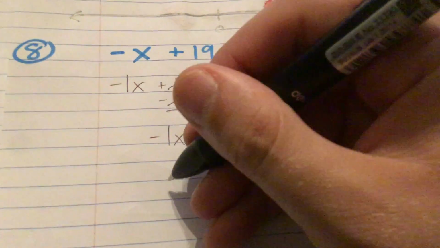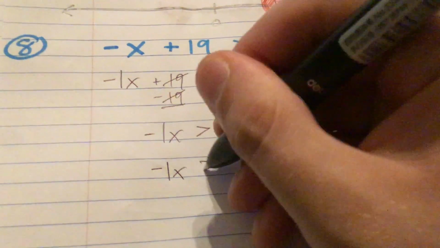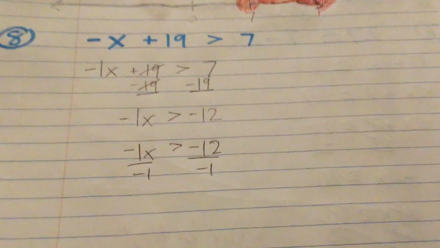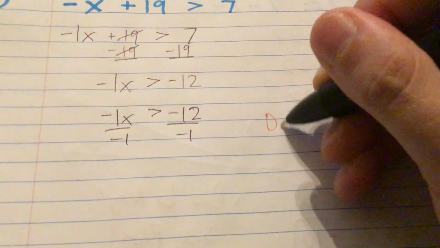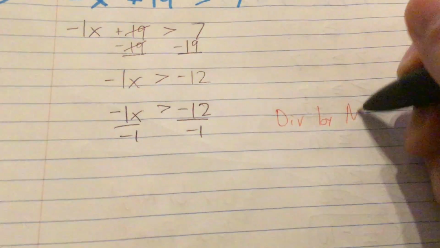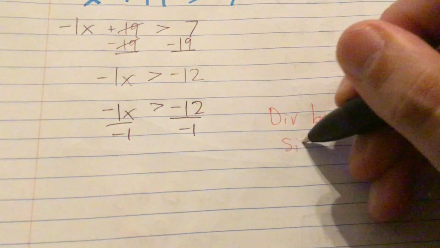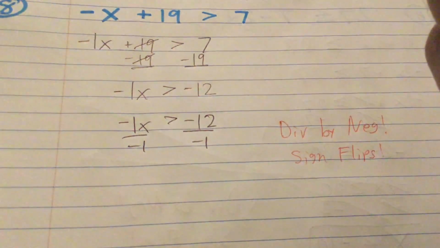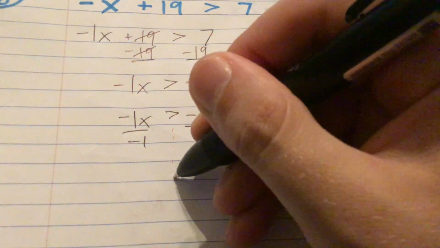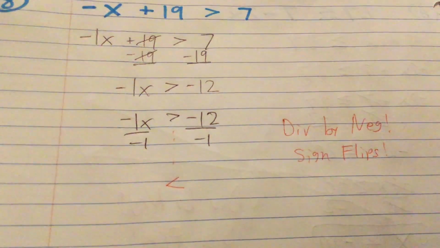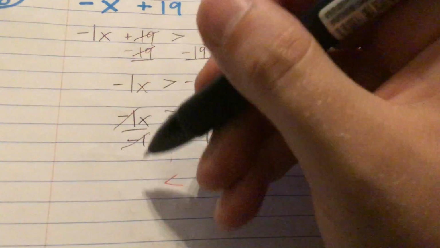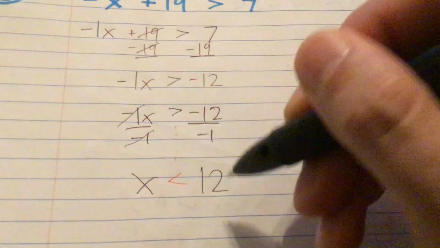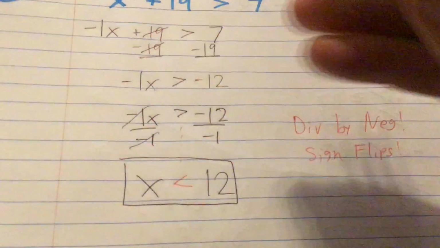And now I'm going to divide both sides of my inequality by negative 1. I divided both sides by a negative, so the sign needs to flip. So that cancels out. This greater than symbol turns into a less than. And now I get x is less than negative 12 divided by negative 1. That's positive 12. I'm very, very happy.